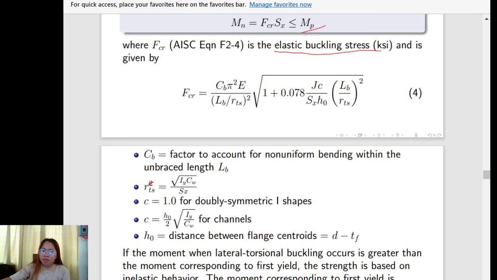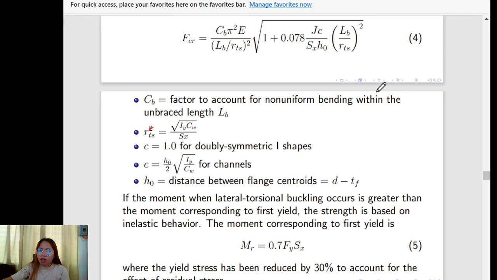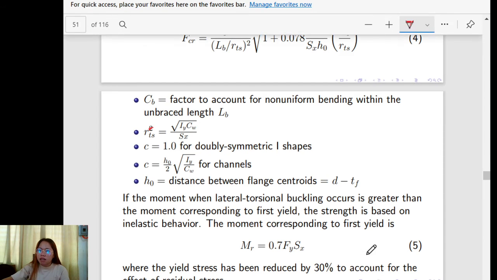If the moment when lateral torsional buckling occurs is greater than the moment corresponding to first yield, the strength is based on the inelastic behavior. The moment corresponding to first yield is M sub R.